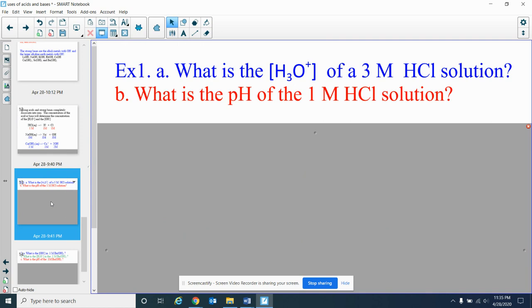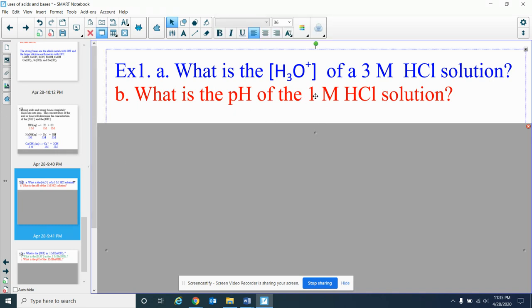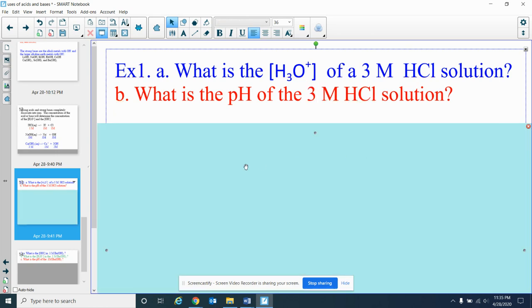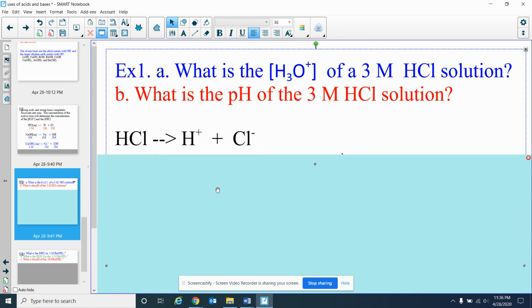Okay. So to calculate pH, we need to know the H3O plus concentration. So what is the H3O plus concentration of a 3 molar hydrochloric acid solution? And then what is the pH of that? Oops, that should say 3 molar. Let's change that. Sorry. 3 molar hydrochloric acid solution. So again, H plus comes completely off. H3O plus is the same thing as H plus. So it's a complete dissociation.